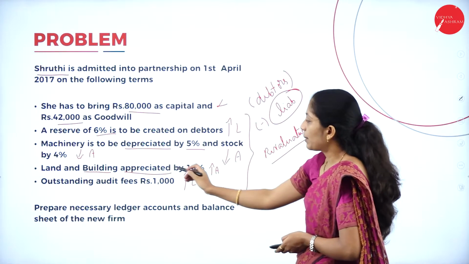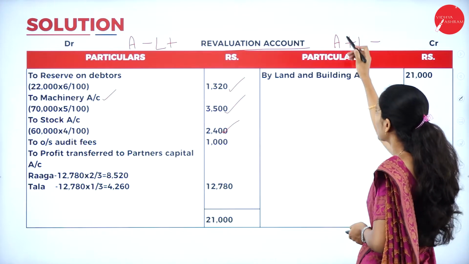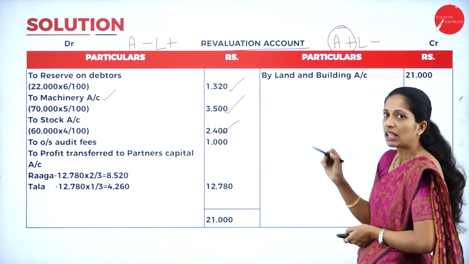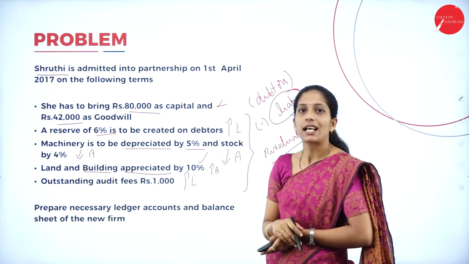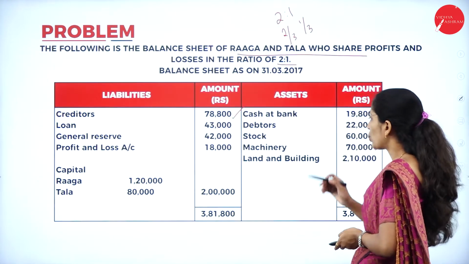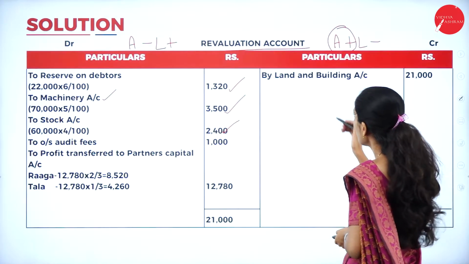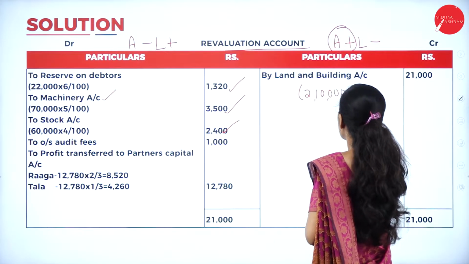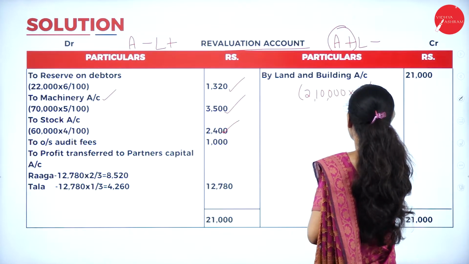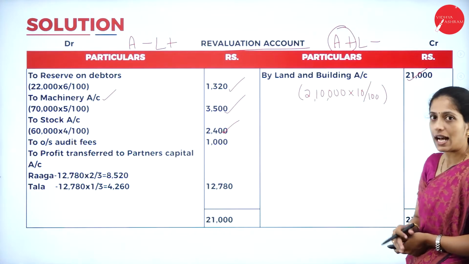Next one is land and building appreciated. In the sense, increase in asset. So where do we record increase in asset? A plus, right? So by land and building, to what extent has it increased? It has increased by 10%. So land and building, 2,10,000 is the value. 2,10,000 into what is the percentage? 10 divided by 100. So I'll get 21,000. That is increase in asset.